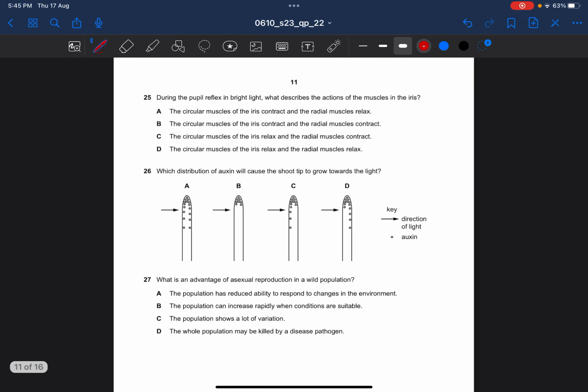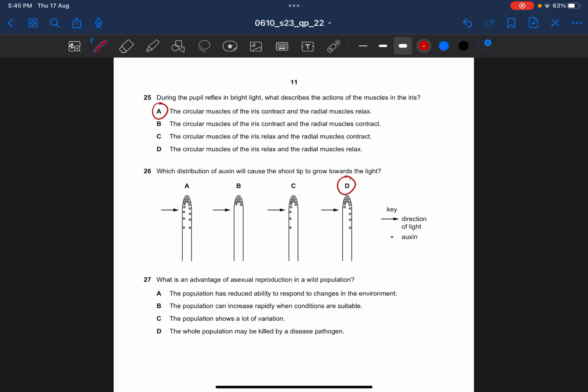Alright, question 25. During the pupil reflex in bright light, what describes the action of the muscles in the iris? So this is pretty much the pupil reflex topic. So the answer for this question will be A. The circular muscles of the iris will contract and the radial muscles relax. Okay. Question 26. Which distribution of auxin will cause the shoot tip to grow towards the light? So the answer for this question would be D, because the direction of light is there. So the answer will be D.